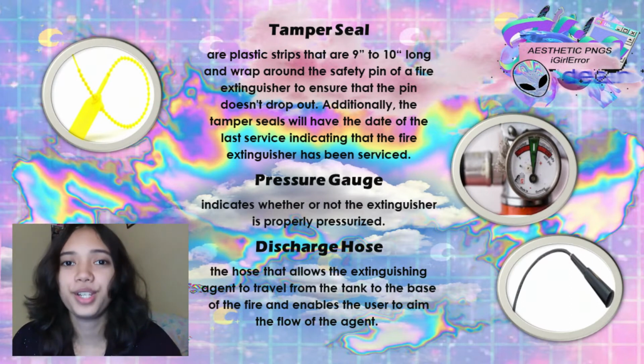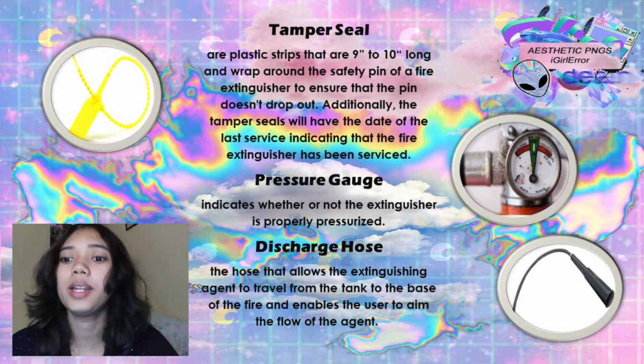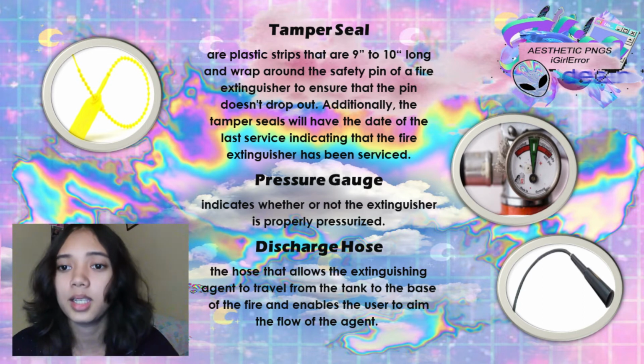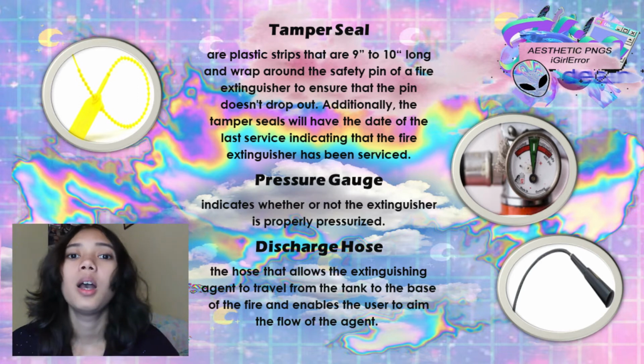Next is the tamper seal. Tamper seals are plastic strips that are 9 to 10 inches long and wrap around the safety pin of a fire extinguisher to ensure that the pin doesn't drop out. Additionally, the tamper seal will have the date of the last service, indicating that the fire extinguisher has been serviced. So the tamper seal is a plastic material put in place to prevent the accidental falling of the pull pin.